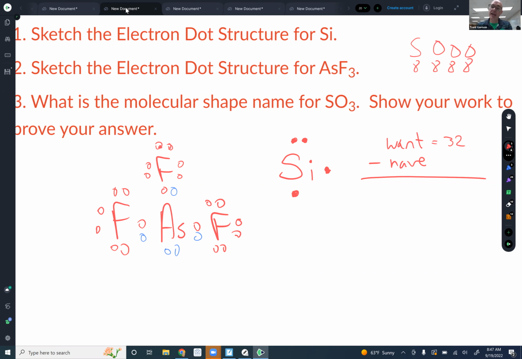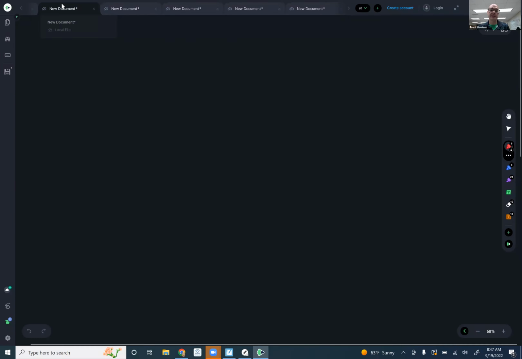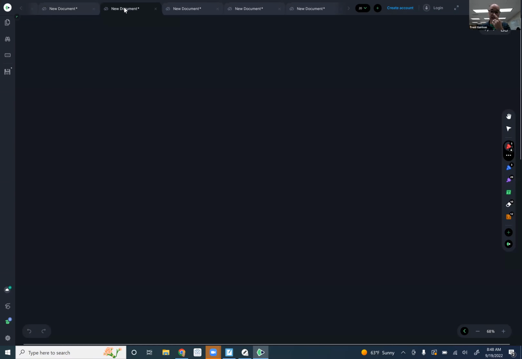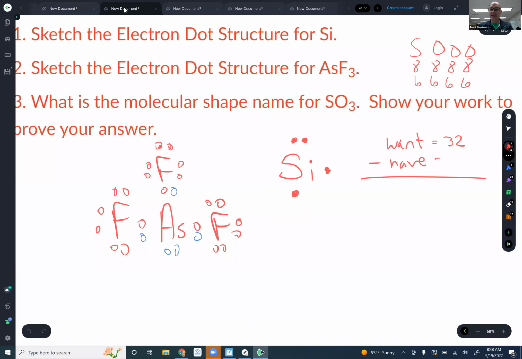Now, how many do they have? They are in the 16th column of the periodic table. So they are going to have each 6 valence electrons. So we'll utilize that now to get 24. The difference of those 2 values is 8. Divide that by 2, and that tells us that there are going to be 4 bonds. The first element always goes in the middle.